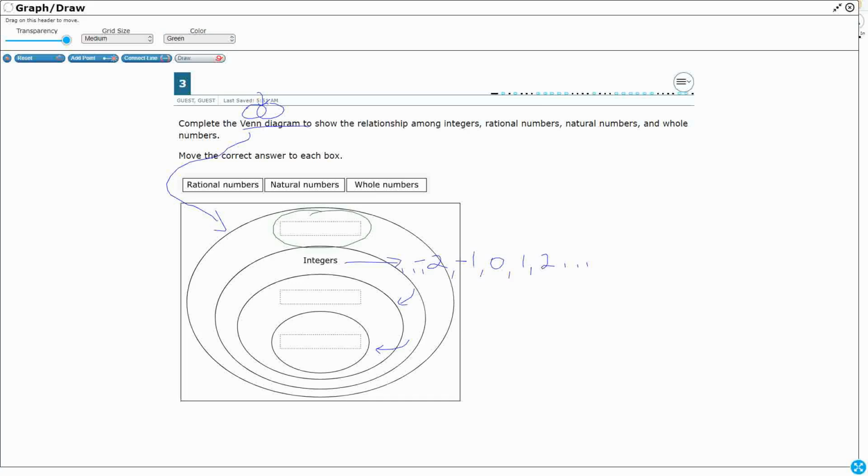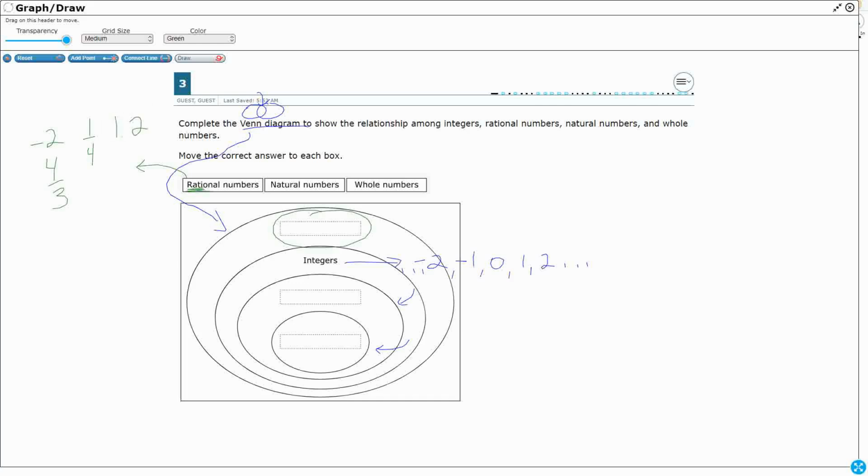Okay, so let's look at our 3 possible answers. All right, so we've got rational numbers. You see that word ratio right there inside rational numbers. So rational numbers includes a whole bunch of stuff. Anything that could be represented with a ratio. So we can do negative numbers. We can also do improper fractions. We can do regular fractions.